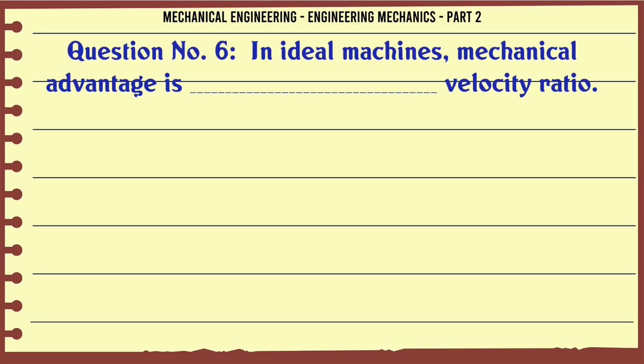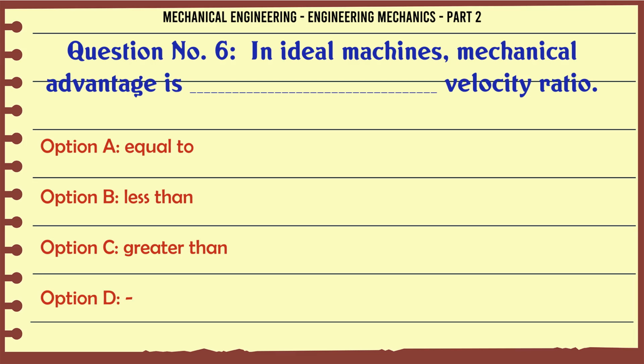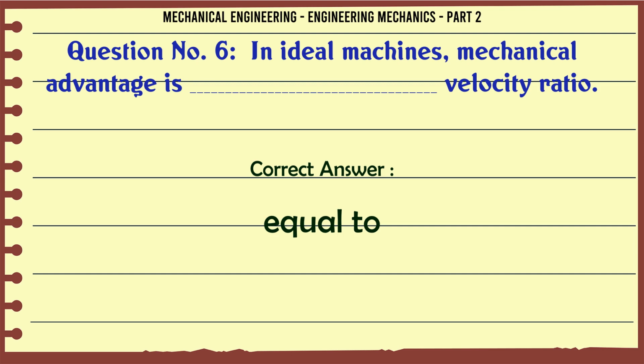In ideal machines, mechanical advantage is velocity ratio. A. equal to, B. less than, C. greater than. The correct answer is equal to.